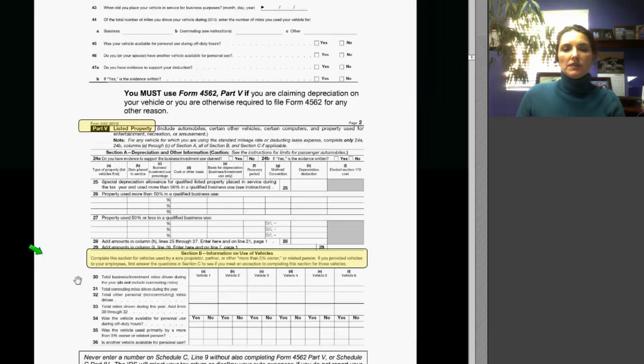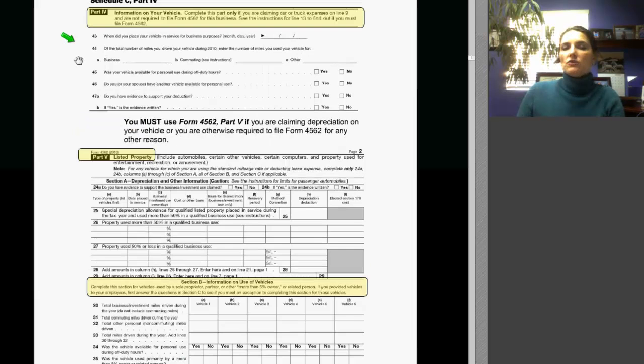Now, at the bottom of Part 5, you will see that there are a series of questions where you answer or provide information about the use of your vehicle. And these questions that you must answer: was the vehicle available for personal use during your off-duty hours, yes or no? Was the vehicle used primarily by a more than 5% owner or related person, yes or no? You will see that up above, those same questions are being asked in these checkboxes here. You either do Part 4 of Schedule C or Part 5 of Form 4562, but you would never fill them both out. Anytime you ever claim auto expenses on Schedule C, you must either complete Part 4 or Part 5.